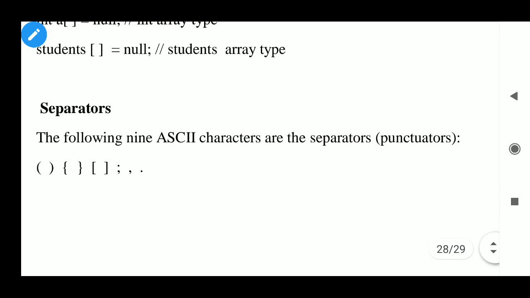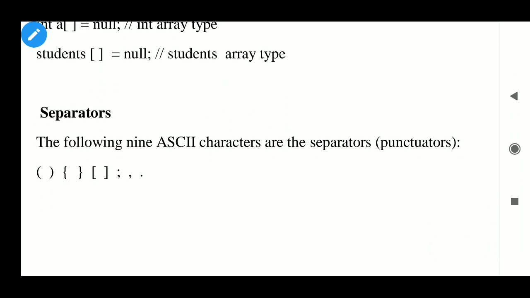Separators. The following 9 ASCII characters are the separators, or you can say punctuators. We have learned in the beginning also: parentheses begin and close, curly braces begin and close, square brackets begin and close, semicolon, comma and dot. These are the separators, or punctuators.